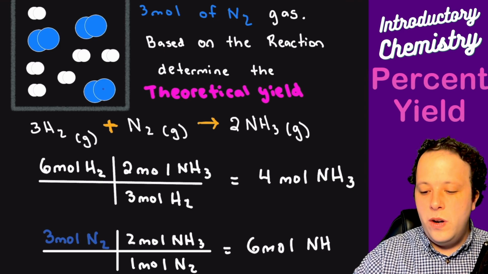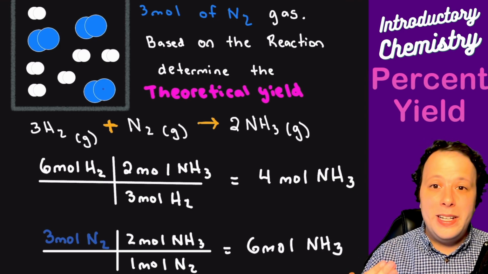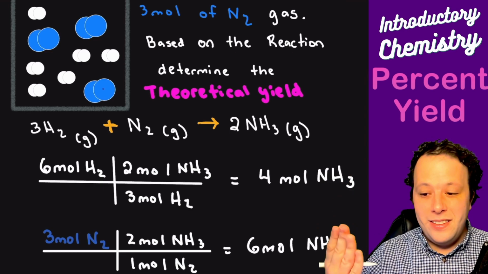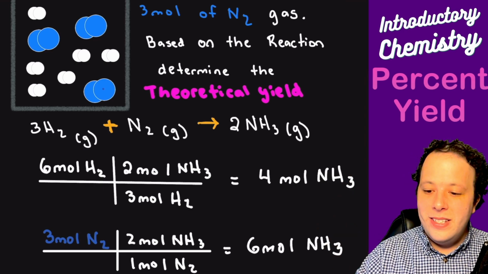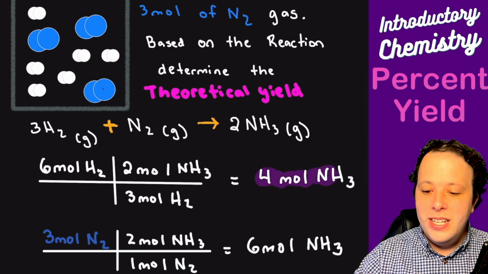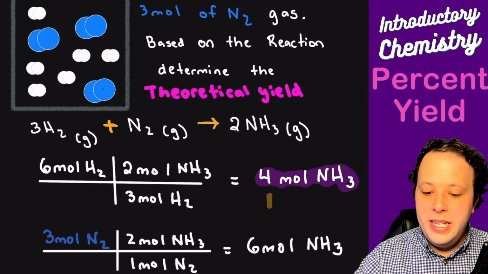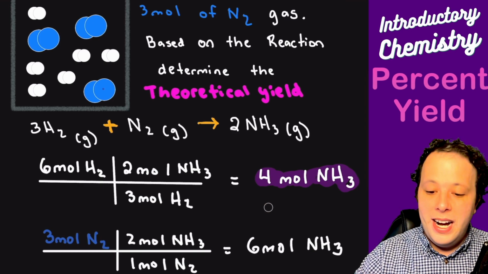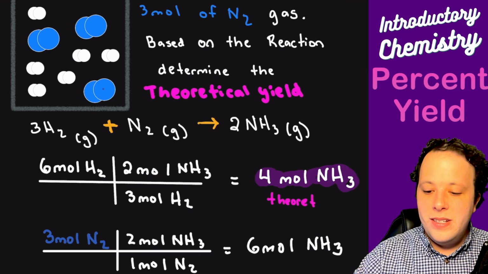Well, which one is the theoretical yield? It's all about which made less out of the two. So our answer in this case is that hydrogen was the limiting reagent, and our theoretical yield is going to be hydrogen making only 4 moles of ammonia. Okay, so our theoretical yield is 4.